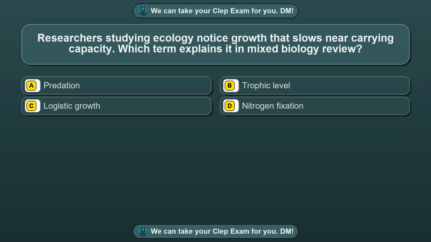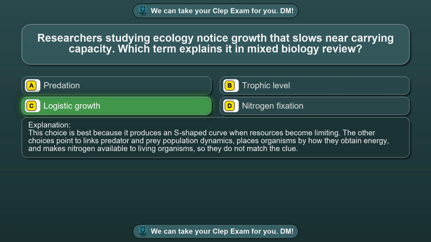Question 26. Researchers studying ecology notice growth that slows near carrying capacity. Which term explains it in mixed biology review? Option A, predation. Option B, trophic level. Option C, logistic growth. Option D, nitrogen fixation. The correct answer is option C, logistic growth. This choice is best because it produces an S-shaped curve when resources become limiting. The other choices point to something that links predator and prey population dynamics, something that places organisms by how they obtain energy, and something that makes nitrogen available to living organisms, so they do not match the clue.